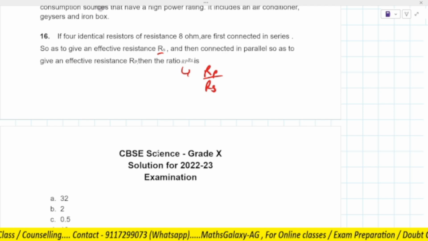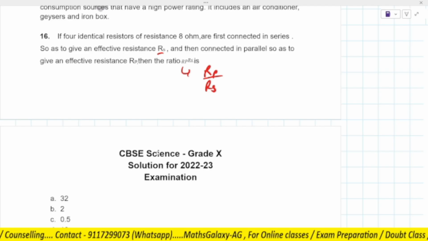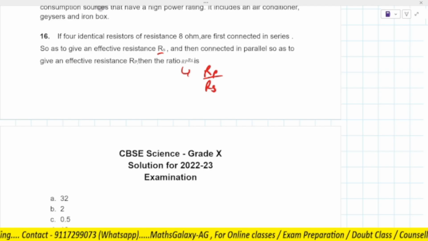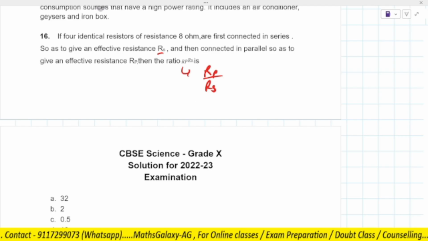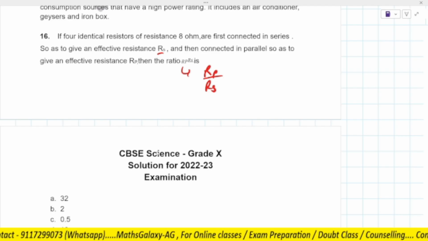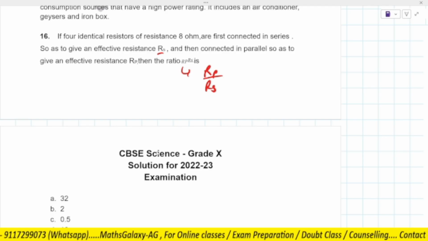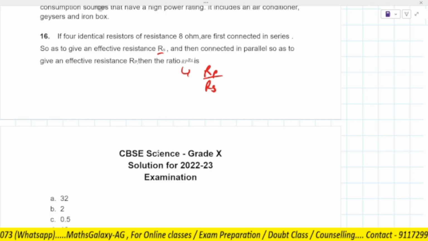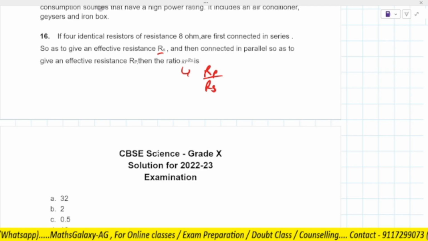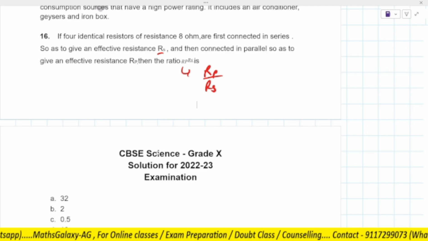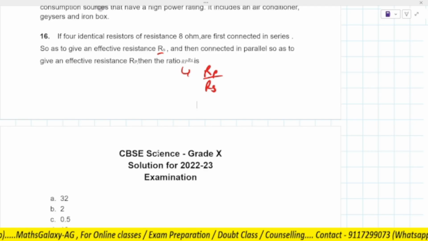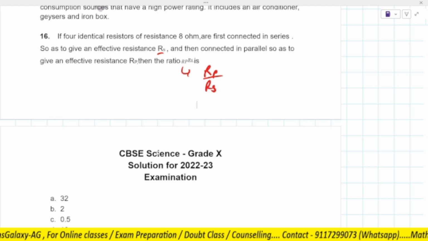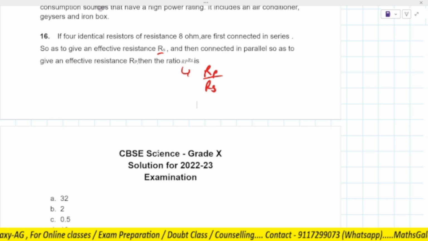Parallel, 4 by 8. For what is the division? RP is first, 2 by 8, it is 1 by 16. 1 is to 16. So 16. Just find R, so it will be 16. Not 1 by 16. Okay? Is it clear?